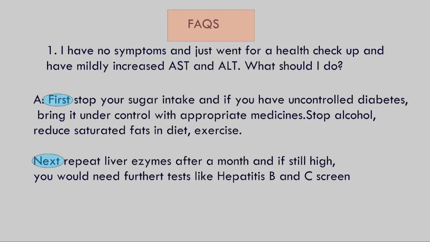Some facts. Patient asks, I have no symptoms, and I just went for a health checkup and they told me I had mildly elevated AST, ALT. What should I do? First, stop your sugar intake, and if you have uncontrolled diabetes, bring it under control with appropriate medicines. Stop alcohol, reduce saturated fats in your diet, and exercise. Next, repeat liver enzymes after a month, and if still high, you would need further evaluation.